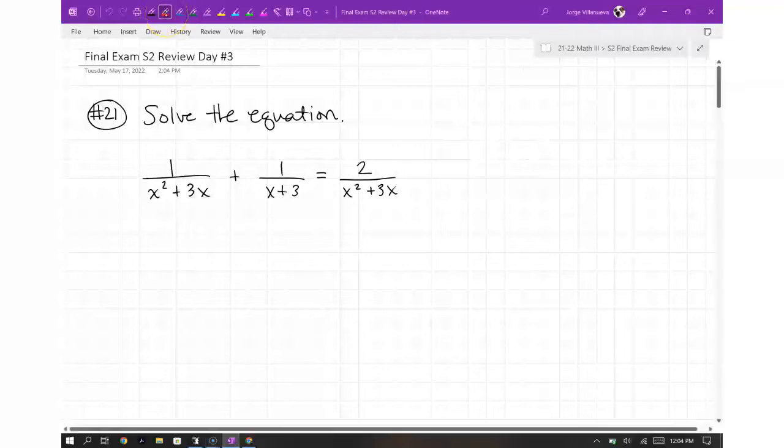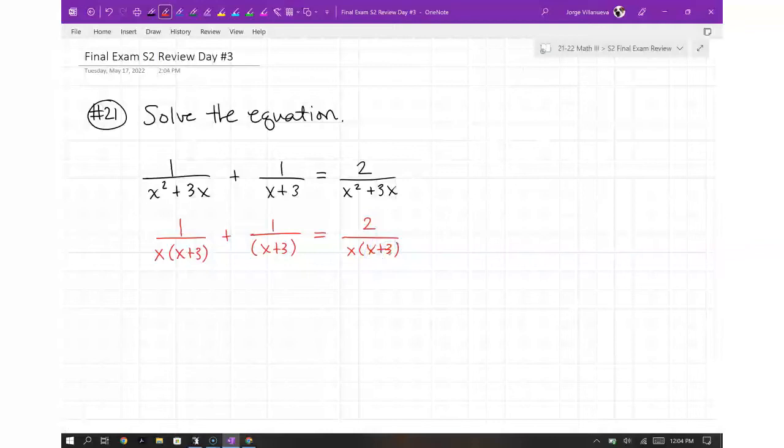First, I am going to factor my denominators just by taking out what they have in common. So the first one has an x in common, so I took it out. Right here, 1 over x plus 3, because those don't have anything in common. And then 2 over x times x plus 3, because those have an x in common. Okay? So, notice my denominators.